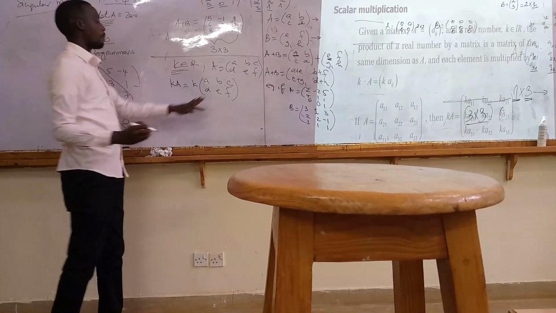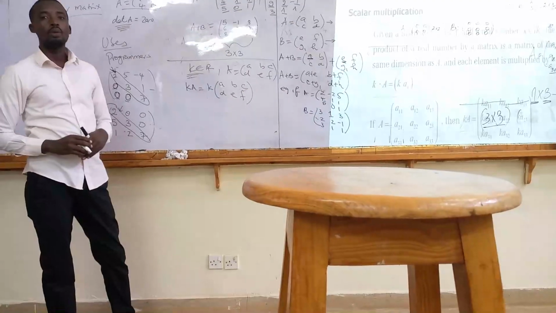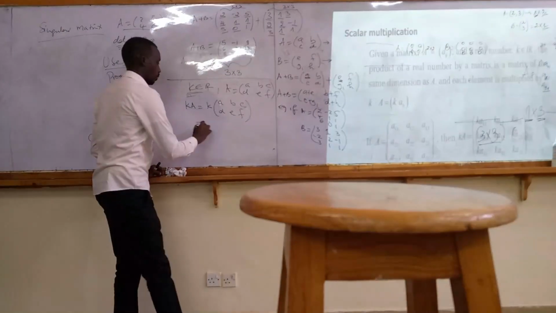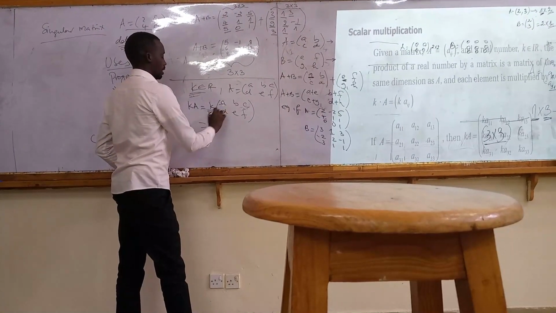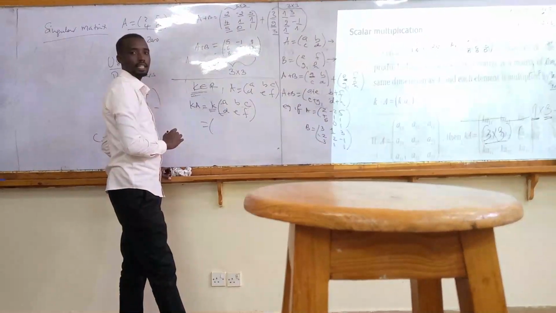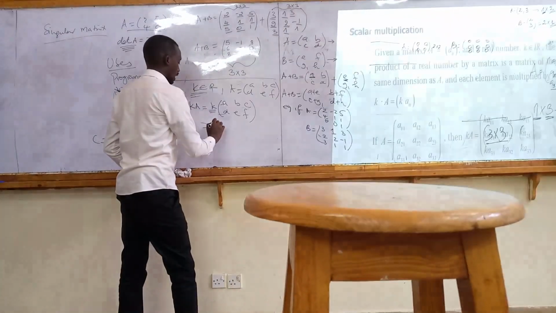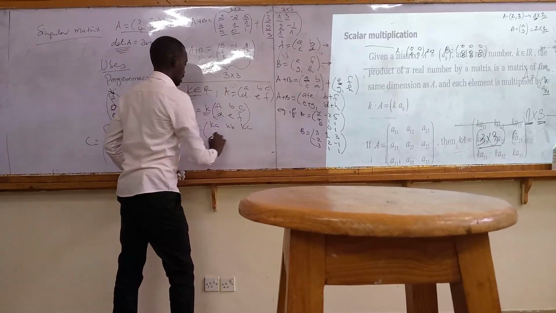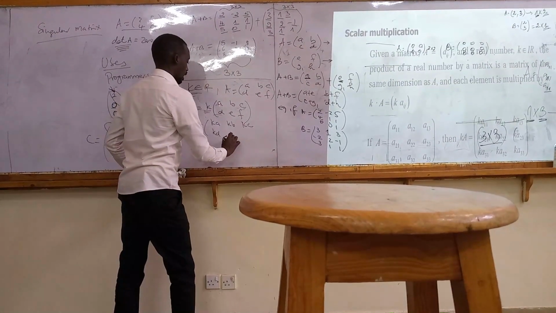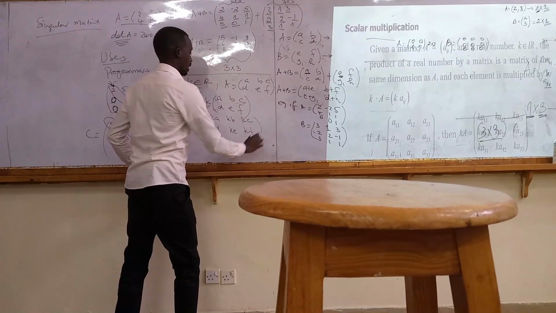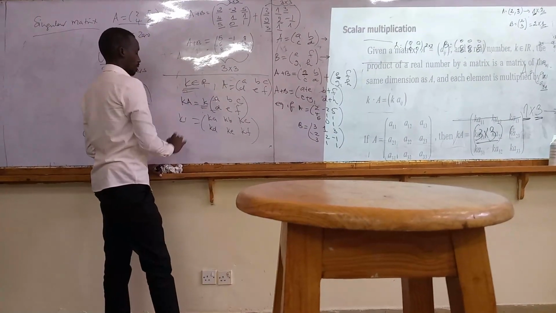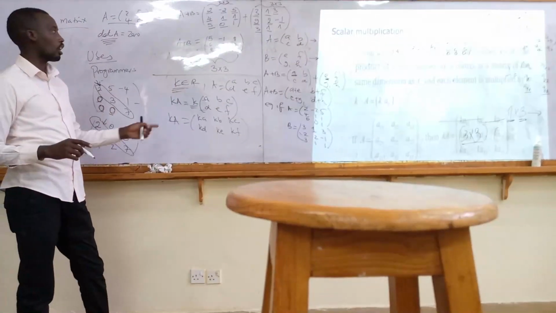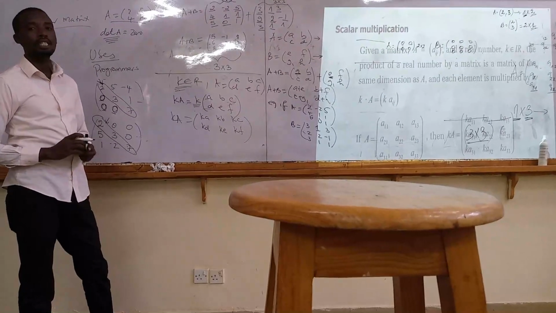When you multiply a matrix by a scalar number, we get another matrix, which is a multiple of that scalar number. So each element is going to be multiplied by the scalar number. So we are getting Ka, Kb, Kc, Kd, Ke, and Kf. This is our Ka. It means that each element in that matrix is going to be multiplied by that scalar number.